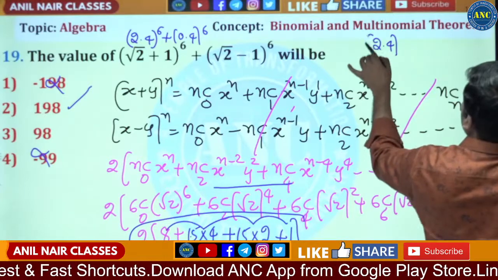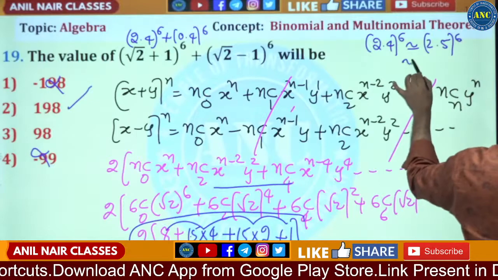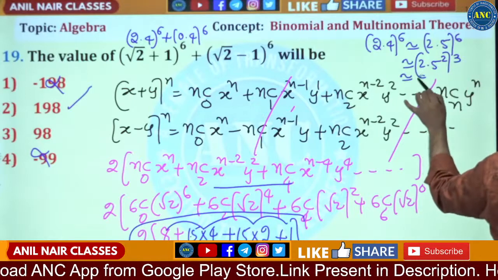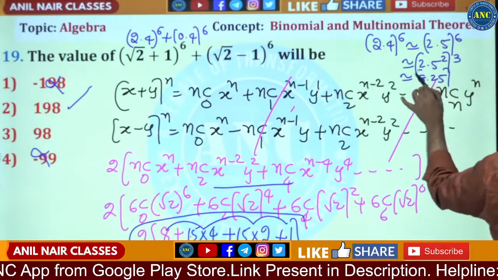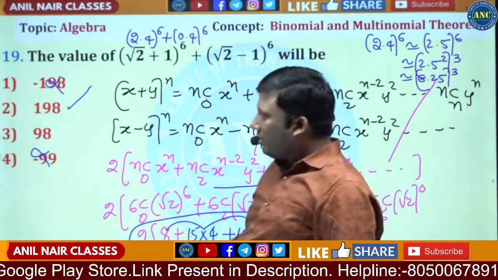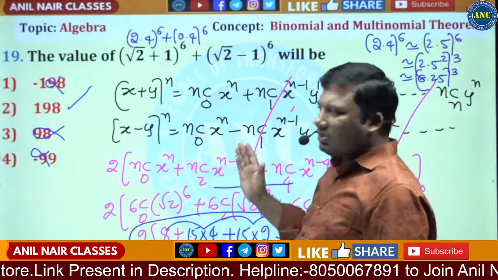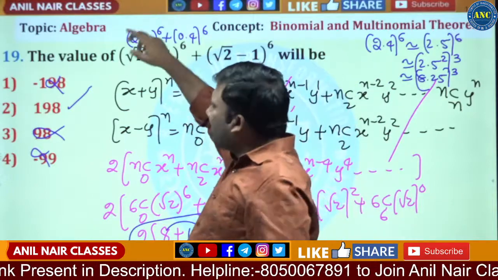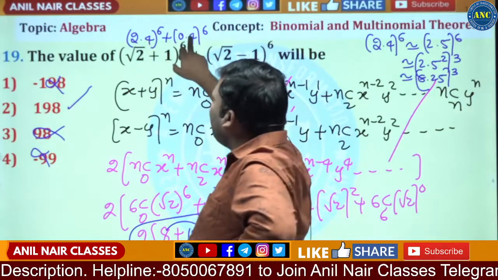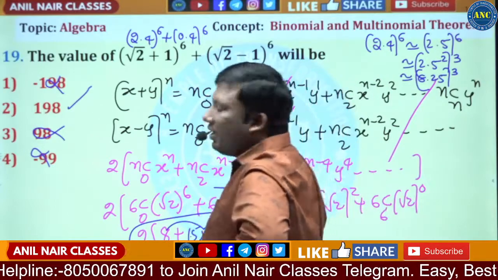2.4 power 6 is closer to 2.5 power 6. 2.5 power 6 is 2.5 square whole cube. 2.5 square is 6.25, power cube. The answer should be closer to 216. How can 98 be the answer? You don't need to do any of this. You can just do it using the approximation approach: 1.4 plus 1, 2.4 power 6 plus 0.4 power 6. 2.4 is just less than 2.5 power 6.